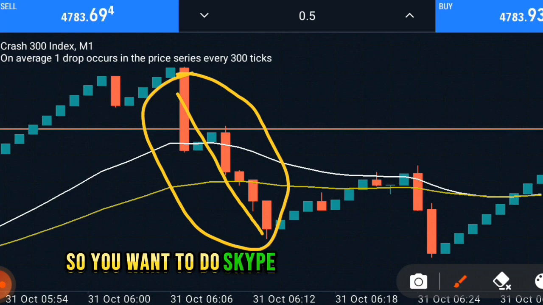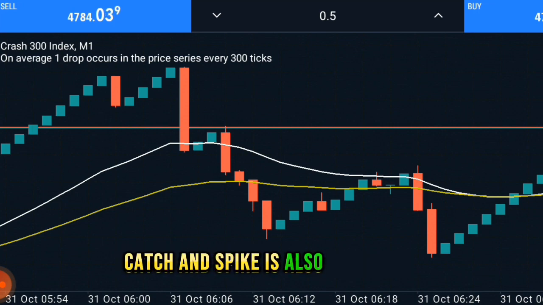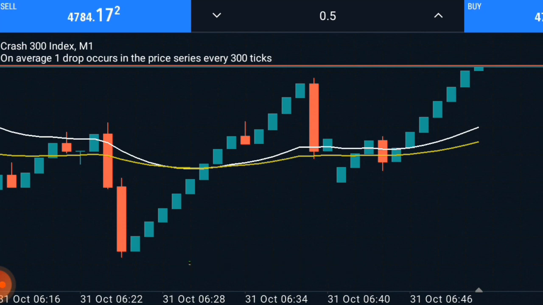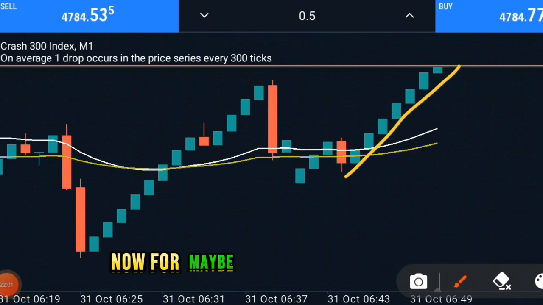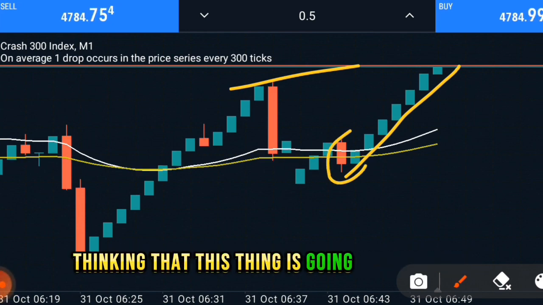So you want to do scalping, because crash 300 is so volatile that even scalping is dangerous. Catching spike is also dangerous. So when you are catching spikes, you'll be thinking that this market is going to drop now. Imagine when you waited for something like this, for maybe some of us that trade price action without placing some things under consideration. So you placed it thinking that this thing is going to drop more.